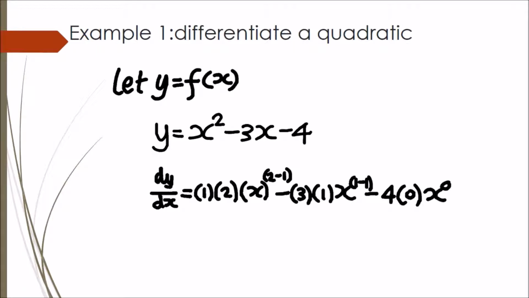Then the last term, which is 4, is just an integer. When differentiated, this just becomes 0, because it can be seen as 4 times x to the power of 0. And if we were to apply the same rule, we would multiply the coefficient by the power, giving us 0, and 4 times 0 just removes the whole term. So our final differential is 2x - 3.